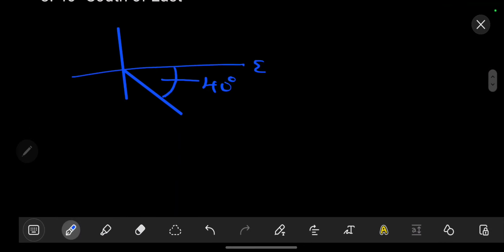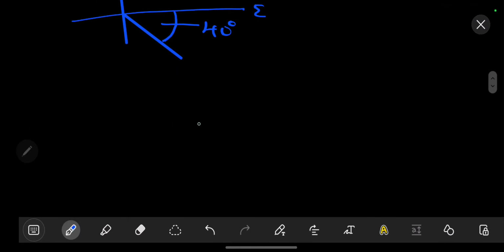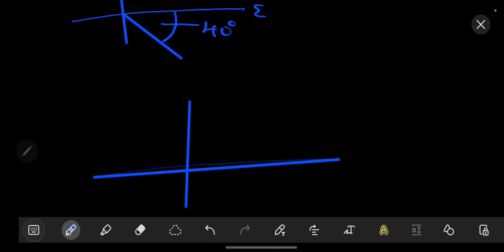So one other important thing is that under vectors, we always measure angles from the positive x-axis. So what do we mean by that? Let's say we have a vector like that. Let's say here it is 20 degrees.